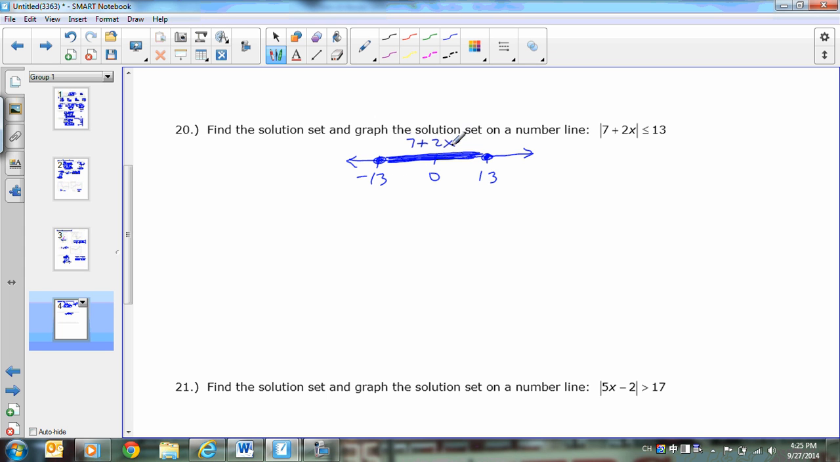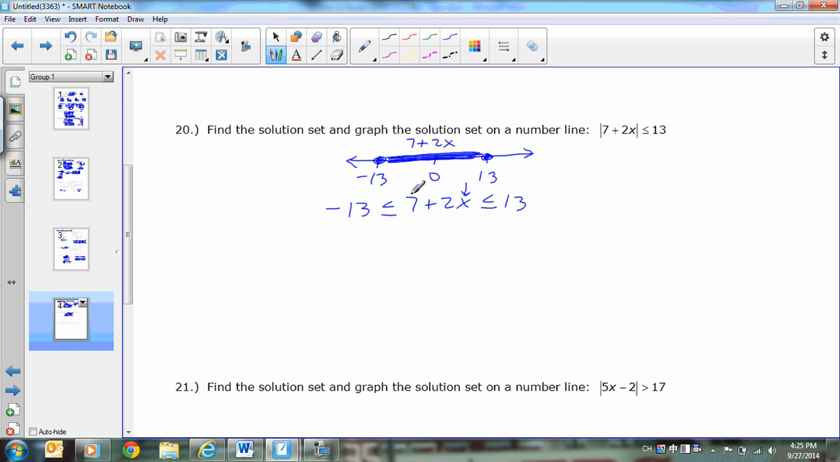But if you look at this, okay, look where 7 plus 2x is. It lies at the same time to the right of -13 and to the left of +13. So I could write this as one compound inequality and say -13 is less than or equal to 7 plus 2x, which at the same time is less than or equal to +13. All right, now, if I'm going to solve this compound inequality, I'm going to solve it for x. So my goal is to get this x completely by itself.